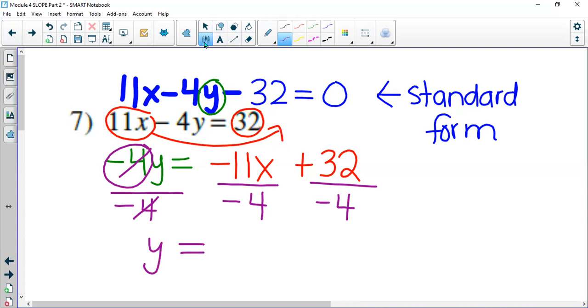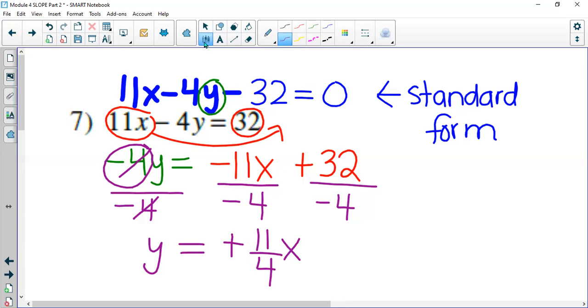Negative 11x divided by negative 4. What is that going to simplify to? Anyone know? How can I simplify that? Would I leave it like that on a test? What is a negative and a negative simplify to? Positive. Yes, we changed this to positive 11 over 4x. And have confidence with your answer, kids. You know this stuff. We've been working on integers since unit 1.